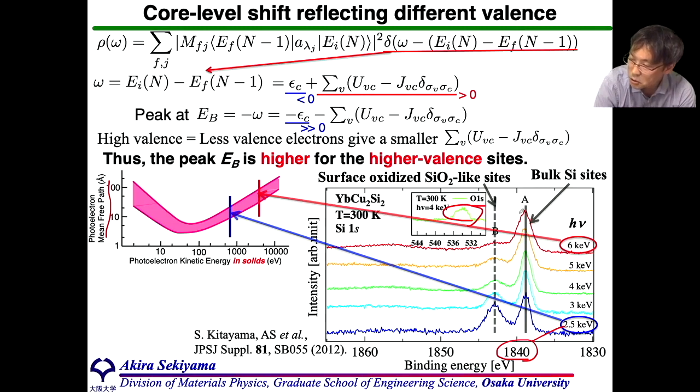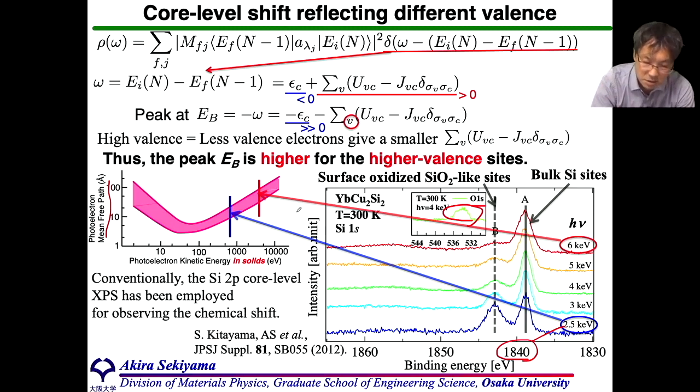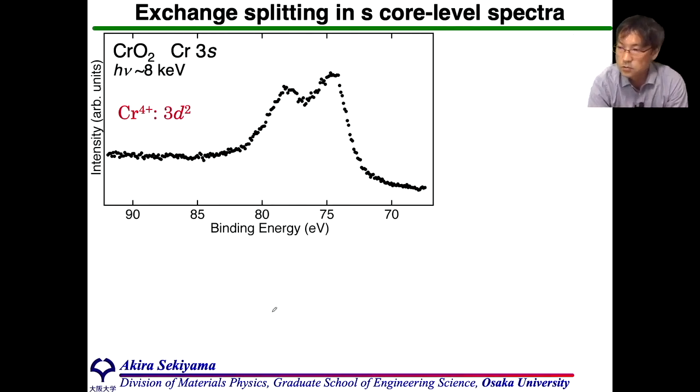This is a rather neutral silicon, and this is oxidized silicon 4 plus or something like that. This is due to the different number of the silicon valence electrons. So this is a story of the chemical shift in the core-level photoemission. This logic can be utilized in analyzing the core-level photoemission spectra. I would like to introduce another thing, the exchange splitting in the S core-level photoemission spectra of the magnetic side.